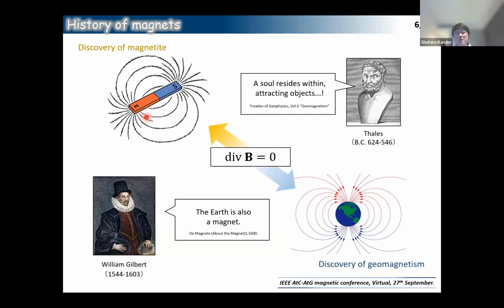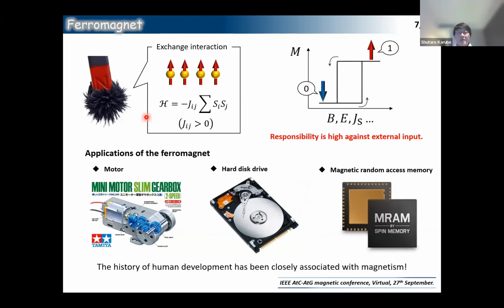Approximately 2,000 years later, the renowned scientist William Gilbert discovered that the Earth itself behaves like a magnet. These magnets are now commonly known as ferromagnetic materials, which have neighboring magnetic moments aligned parallel to each other due to the exchange interaction. The overall magnetization, which is the volume average of the magnetic moments, the summation, can respond to various external fields, such as an external magnetic field, electric field, spin currents, and more.